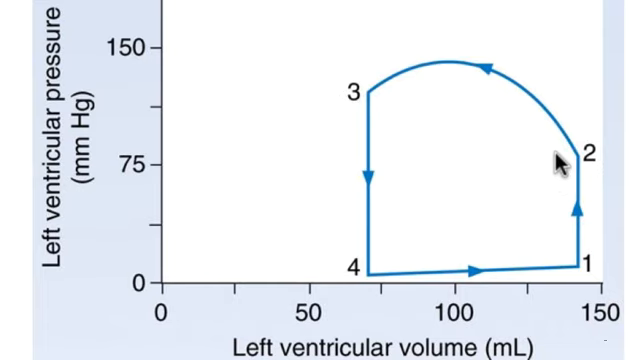At point 2, all of a sudden the valve opens and blood is going to get out. As a result, blood is going to get inside the aorta. Still the ventricle is under contraction, so still the pressure is going up, but the volume is decreasing. Do you see that? So volume is decreasing because you're losing blood from the ventricle, but the pressure still is going up because the ventricle is still under contraction.